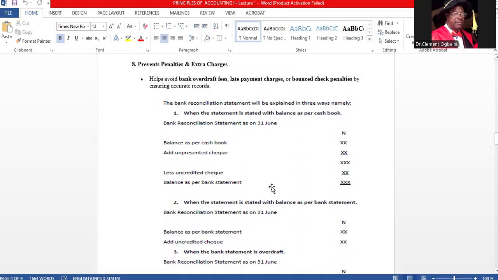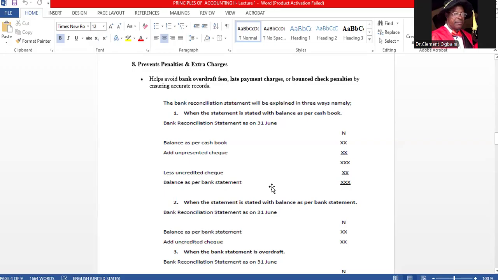So we now want to quickly look at how to carry out a bank reconciliation statement. To carry out a bank reconciliation statement, the first thing you do is write down the balance as per cash book. Then you add any unpresented checks. What we mean by unpresented checks are checks that you issued out, maybe to your supplier, to your workers, to anybody, as payment, but the person has not gone to the bank to make the withdrawal. So these are unpresented checks.